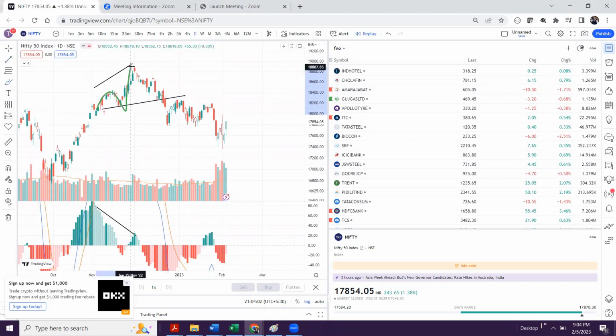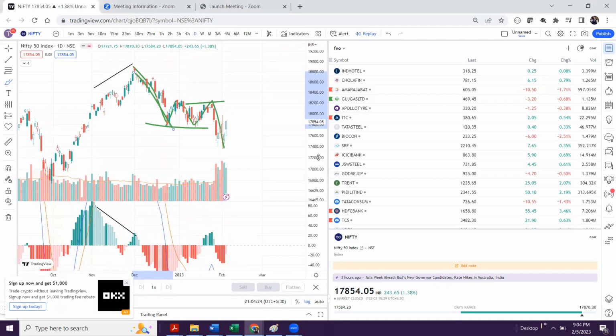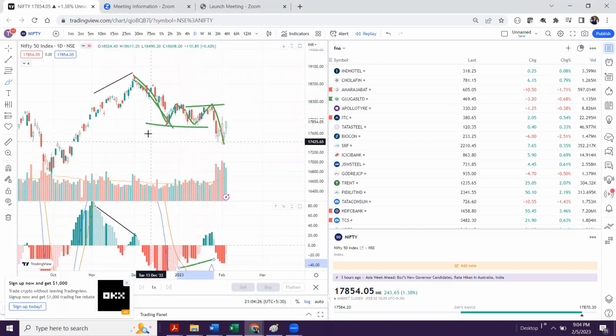So once this fall came, in terms of Elliott waves, this is the strong move down. This was followed by a three-wave correction, and after that you saw another fall. Between this fall and this fall, you can see there is no divergence as of now. So as of now, this can be labeled as ABC.